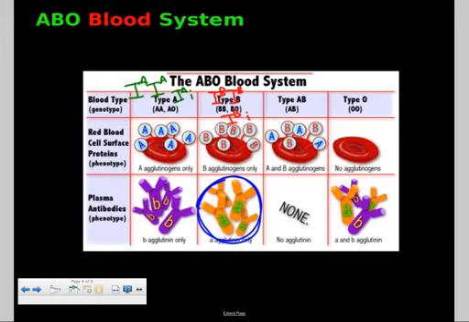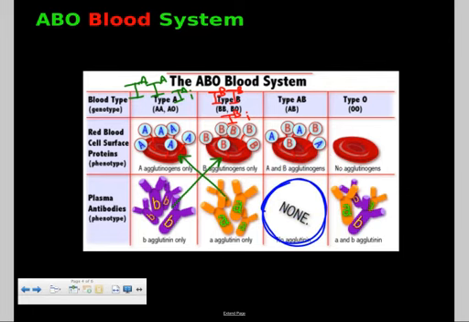So hopefully we are starting to understand that if we have A antibodies, they are going to attack the A surface proteins. If we have B antibodies, they will attack the B proteins. The idea here, though, is that if different blood types are mixed together, there's going to be an interaction where the antibodies from one blood type will attack the red blood cell proteins of the other blood type.